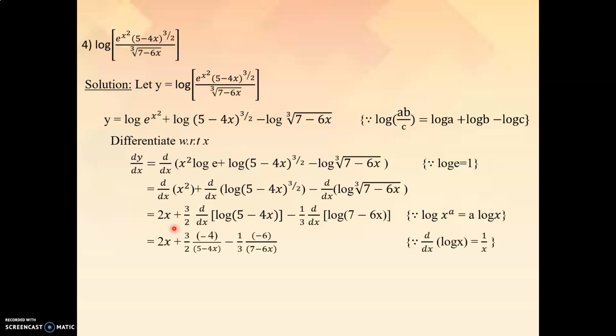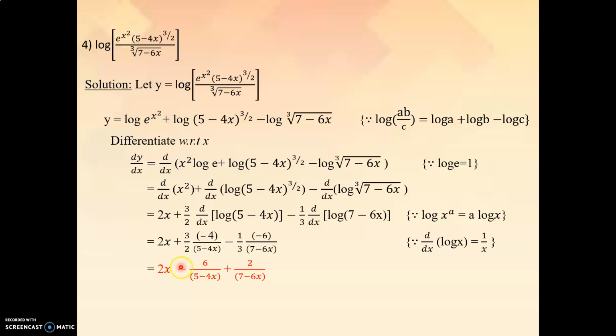So 2x plus 3 upon 2 into, this is log x format, derivative of log x is 1 upon x, so 1 upon 5 minus 4x into the derivative of 5 minus 4x, which you have to consider. The derivative of 5 is 0 and the derivative of minus 4x is minus 4. Minus 1 upon 3 into log of 7 minus 6x, which is log x format only. So the derivative of log x is 1 upon x. So here log of 7 minus 6x is given, so the derivative of this is 1 upon 7 minus 6x into the derivative of 7 minus 6x, which you have to find out. That is, the derivative of 7 is 0 and the derivative of minus 6x is minus 6.